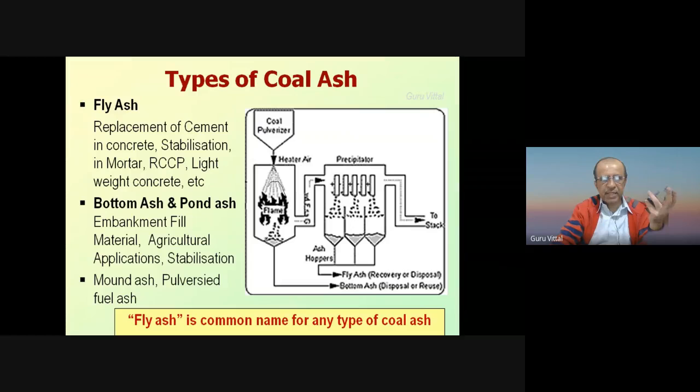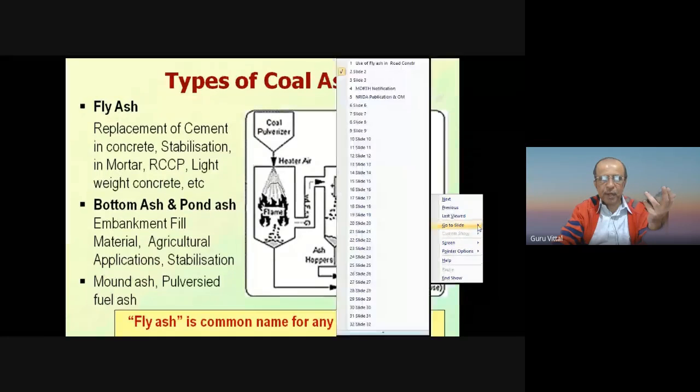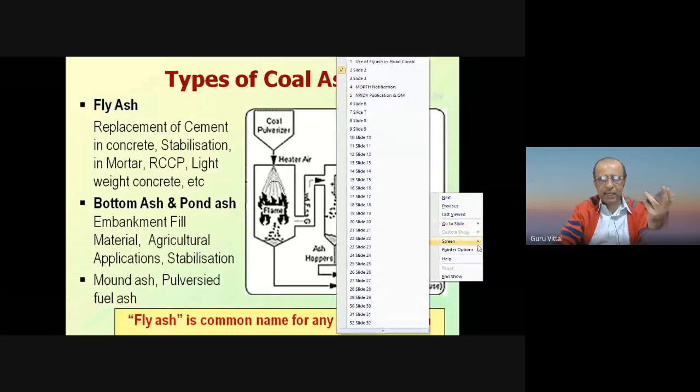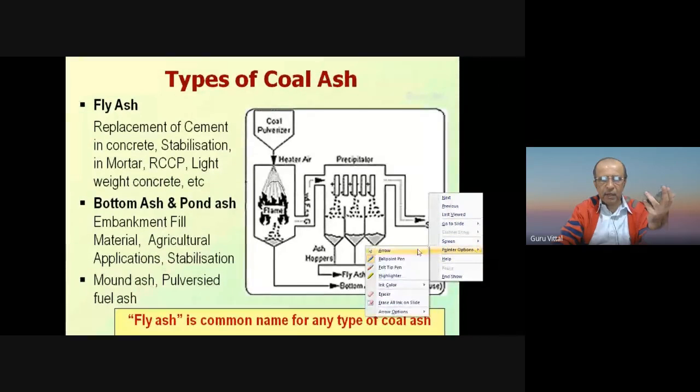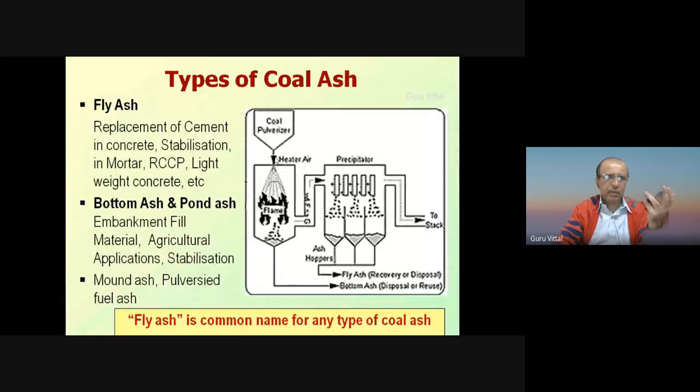There will be two types of ashes, as you would be aware. About 80% is the fly ash, the fine material, which goes along with the flue gases, and of course we cannot leave it into the atmosphere. If we leave it into the atmosphere, so much pollution and nuisance will be there. So whatever fine particles of fly ash are there, they are collected using the electrostatic precipitators.